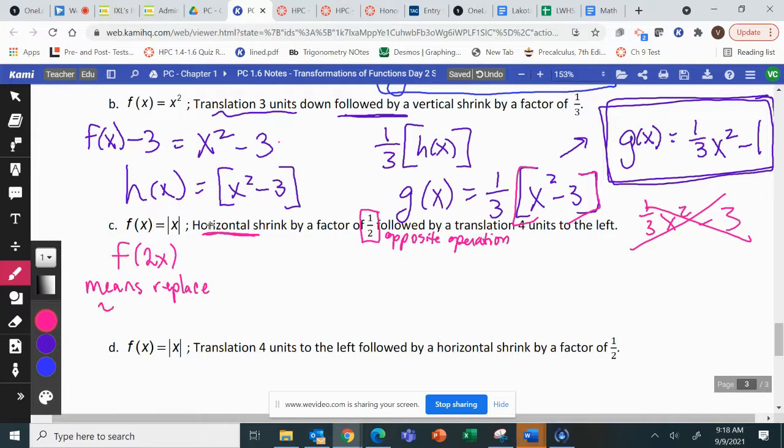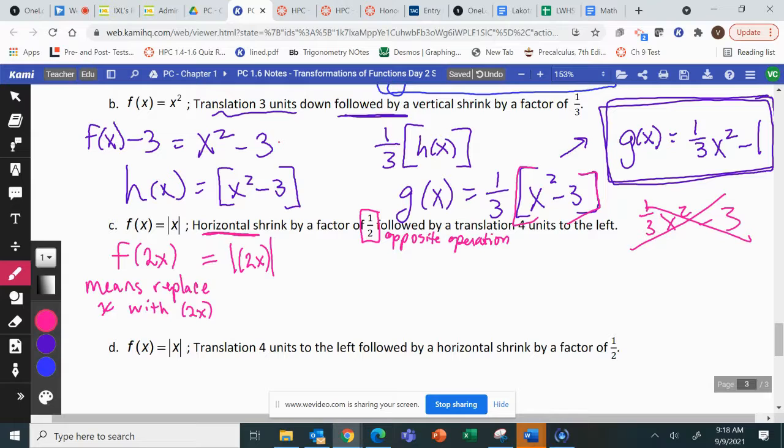If I'm doing f of 2x, this means replace x with parenthesis 2x. That's what f of 2x means. So I'm putting it in the function. I'm replacing x with 2x. My function is absolute value of x, so inside of the absolute value, I put 2x.